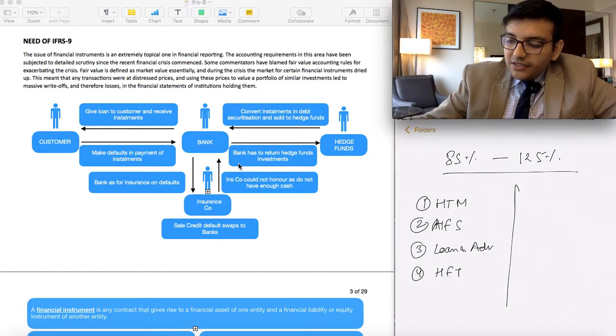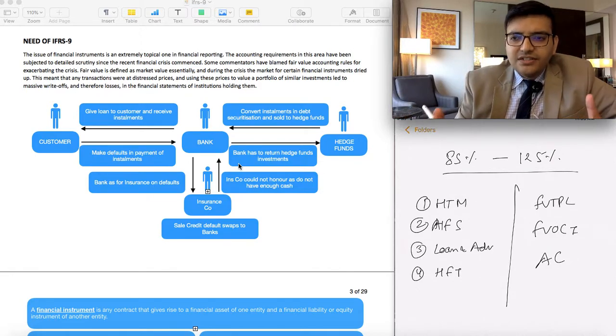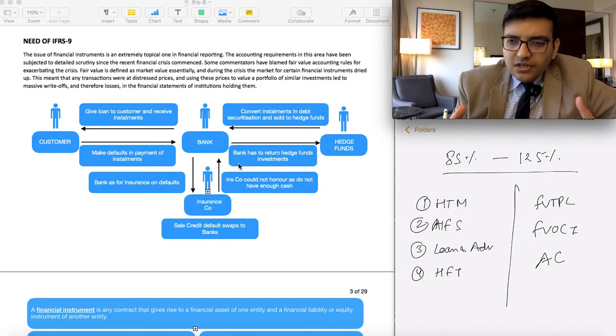But in IFRS 9, it has been reduced down to 3: FVTPL, FVOCI, and amortized cost. Now what is all this? Let us understand this step by step, going into it conceptually.